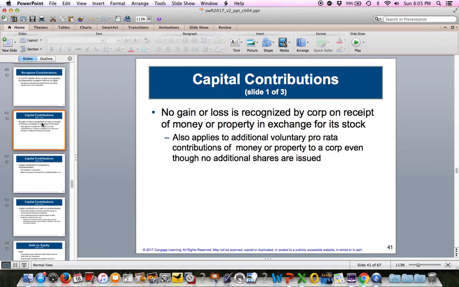Capital contributions, no gain or loss is recognized by a corporation on receipt of money or property in exchange for its stock. Applies to additional voluntary pro rata contributions of money or property to a corp even though no additional shares are issued.